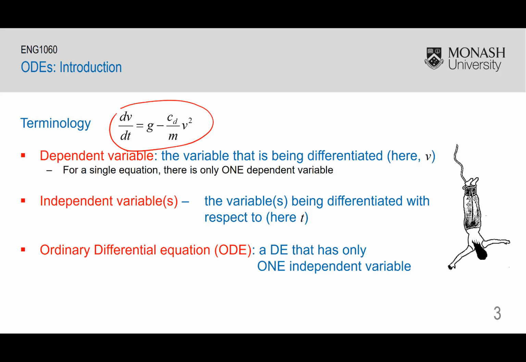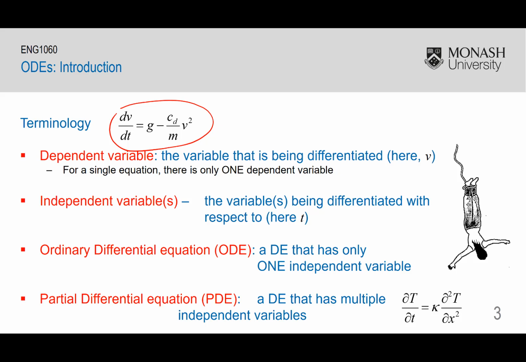An ordinary differential equation is a differential equation that has only one independent variable. So the equation here is an ordinary differential equation because there's only one independent variable. A partial differential equation, or a PDE, is a differential equation that has multiple independent variables. So for example, the heat equation that we saw previously, dT/dt is equal to kappa times d squared T/dx squared, is a partial differential equation because one side of the equation depends on a derivative with respect to time, the other side depends on a derivative with respect to space, or x.